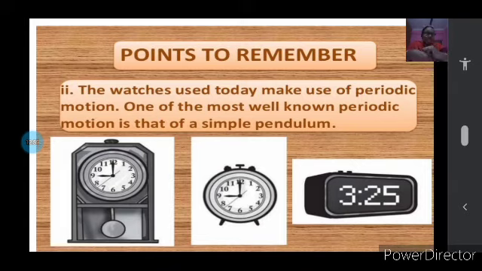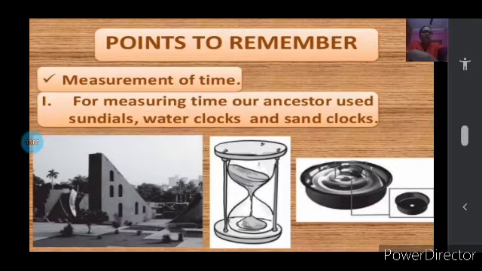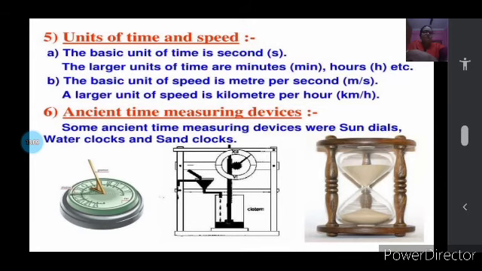So that led to the invention of the pendulum clock. When we talk about the pendulum, even these are the clocks earlier used by the people, sand clocks and all. Now one more: see the units of time and speed. Before learning about how the pendulum will oscillate, let us just see the units of time and speed, children. The basic unit of time is seconds.